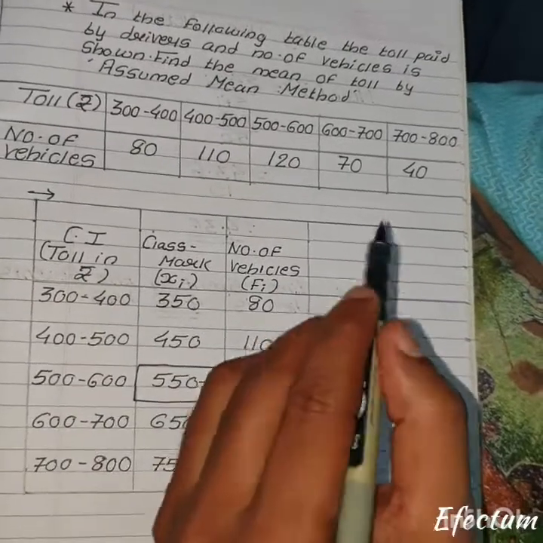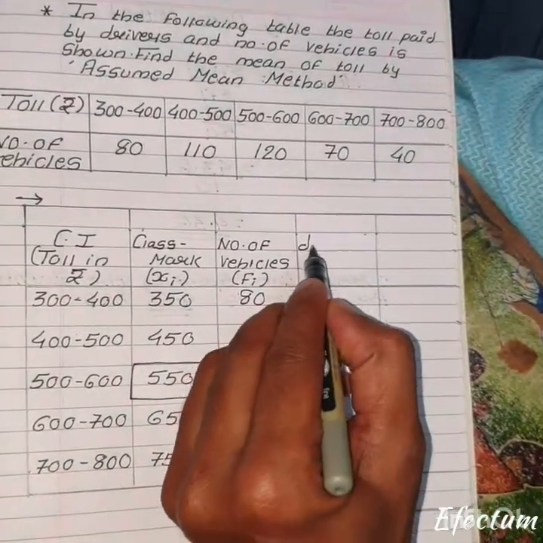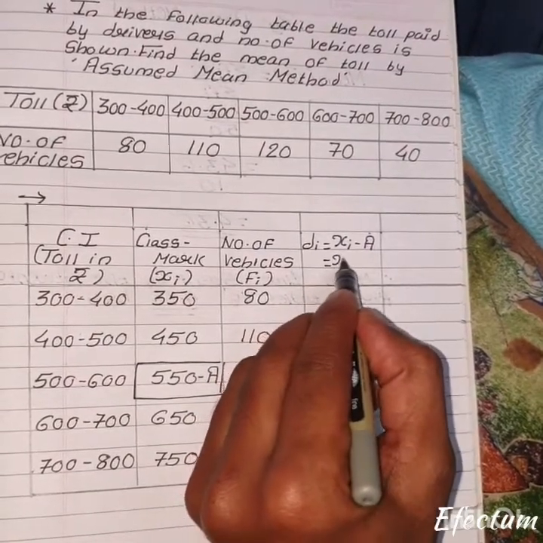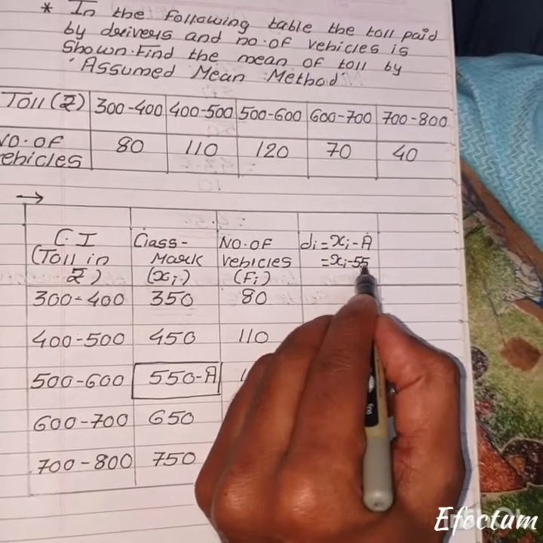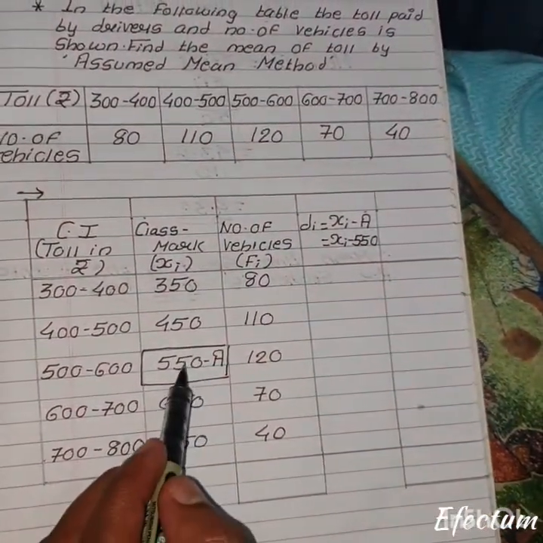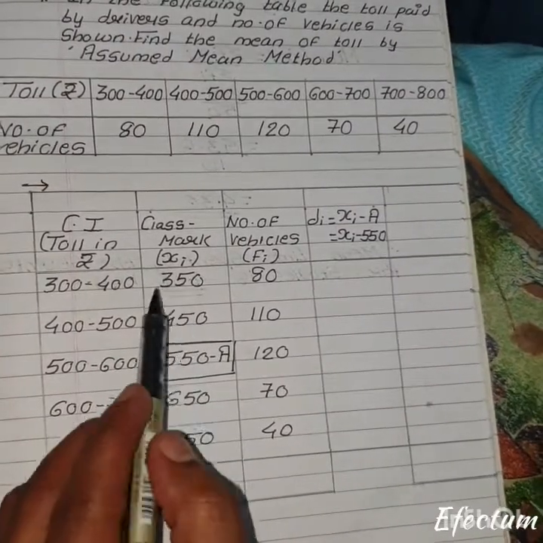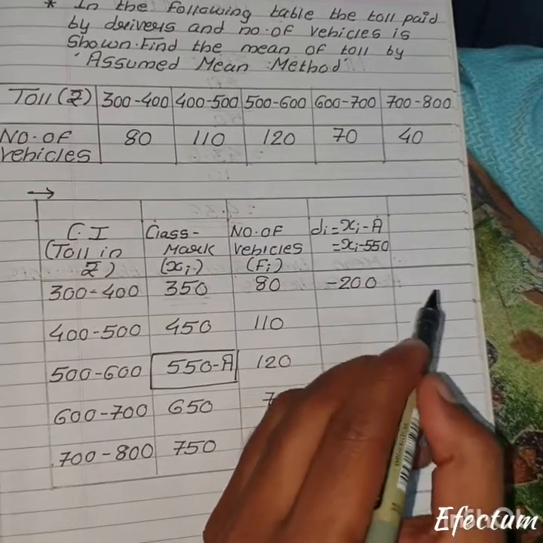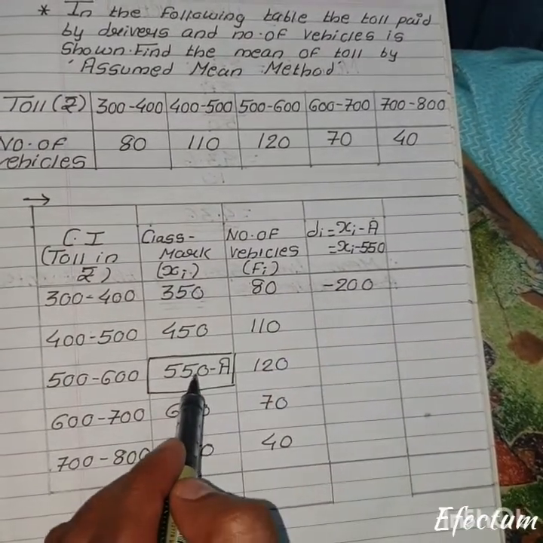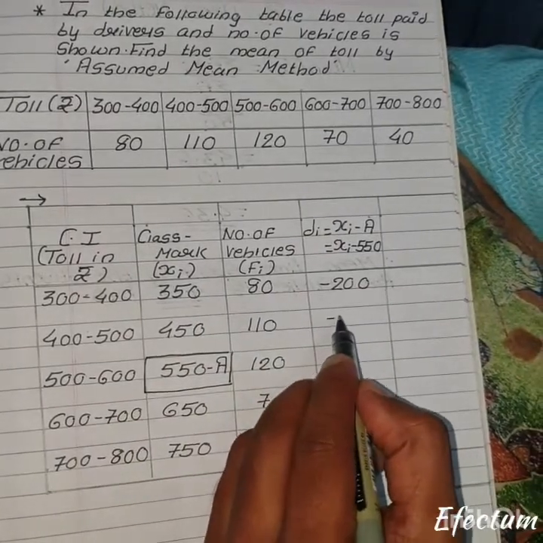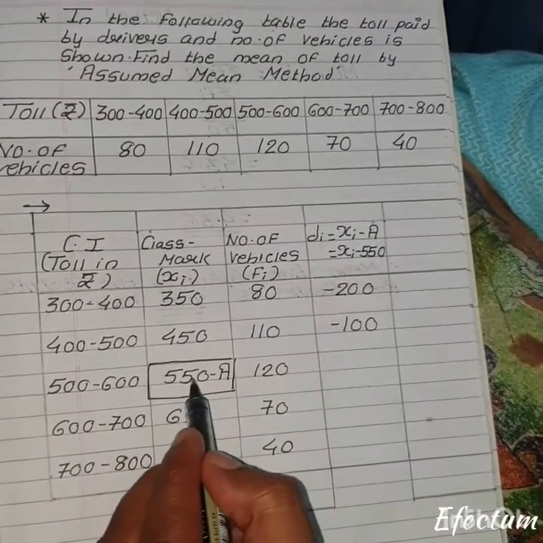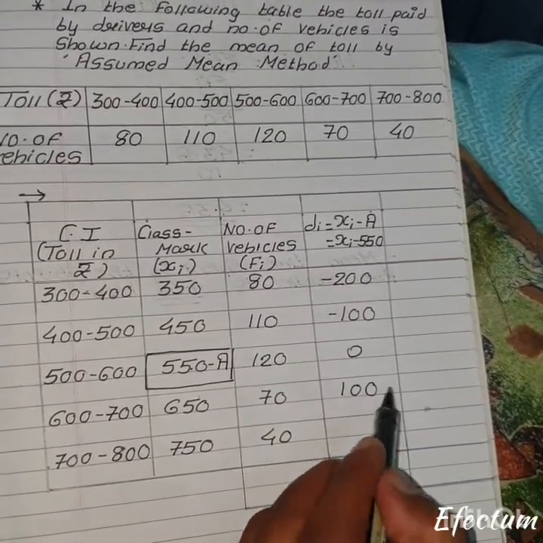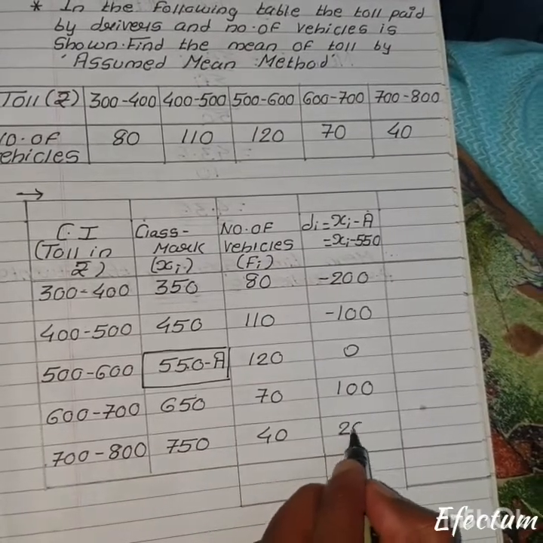Now we will see one new variable, that is di. What is di? xi minus a, that is equal to xi minus 550. That is, we will subtract 550 from each value of xi. Now 350 minus 550 is minus 200. Why are we getting a negative value here? Because we are subtracting a bigger number from a smaller number. 450 minus 550 is minus 100. 550 minus 550 is 0. 650 minus 550 is 100. And 750 minus 550 is again 200.